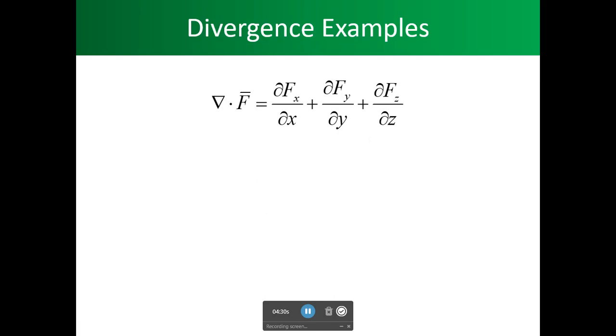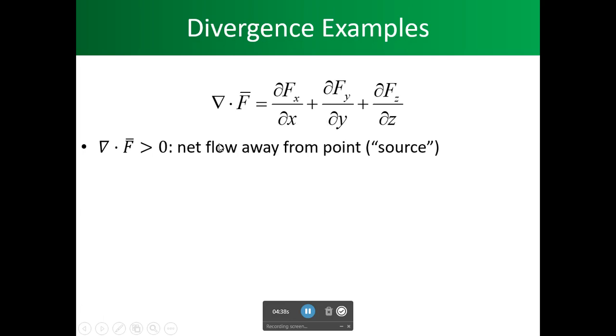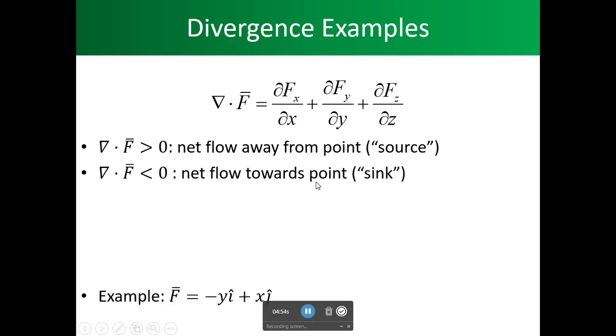So here's another example of divergence. Now, we have to remember that if the divergence is greater than 0, it's called a source. It's away from the point. If it's less than 0, then the net force is a sink. It's going toward the point.